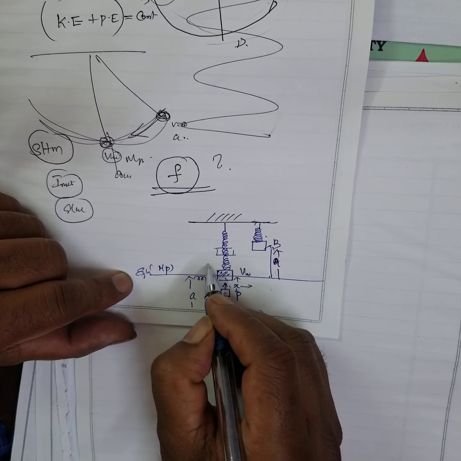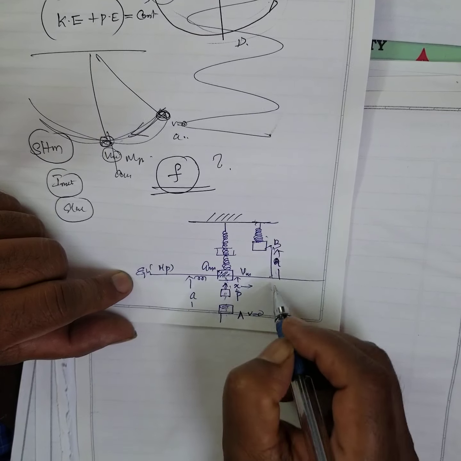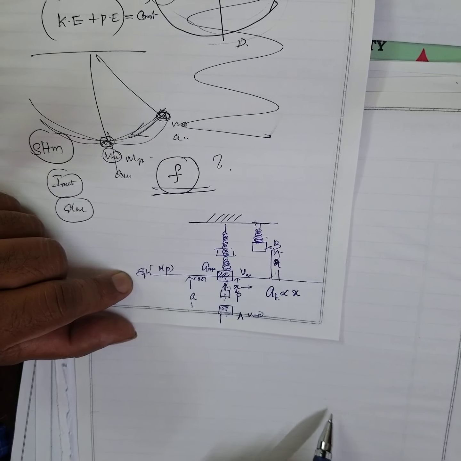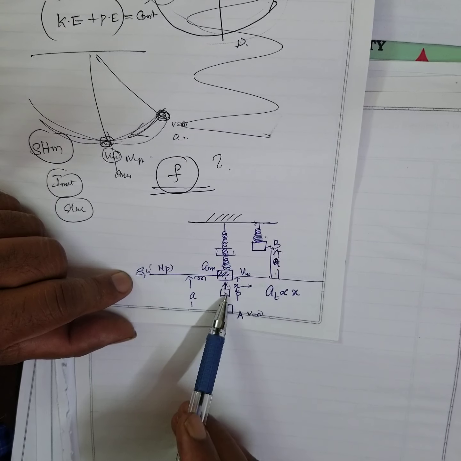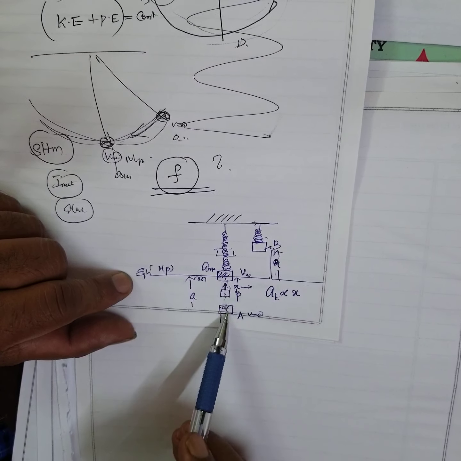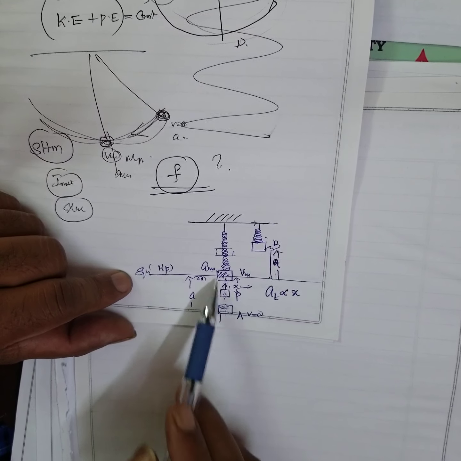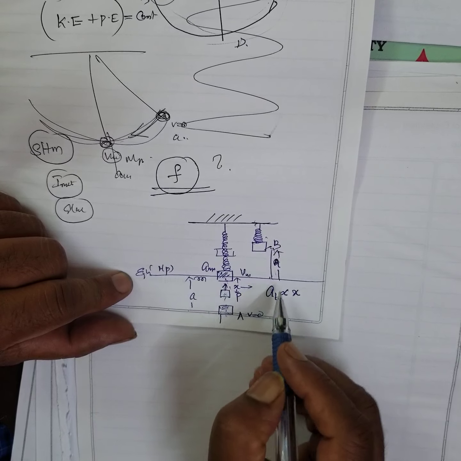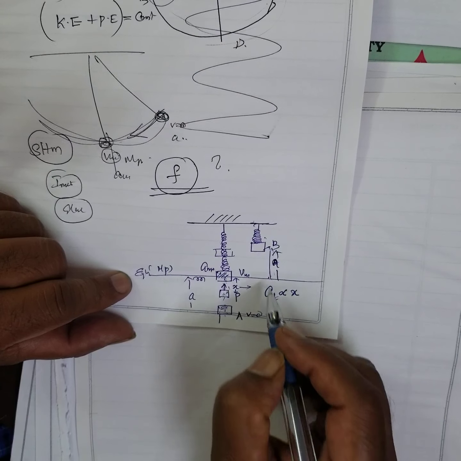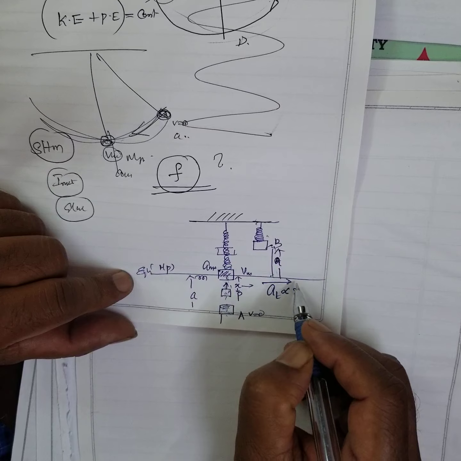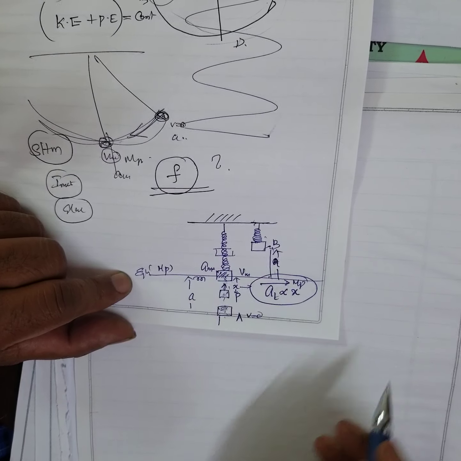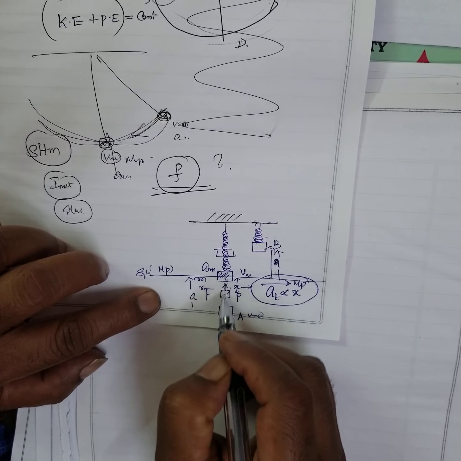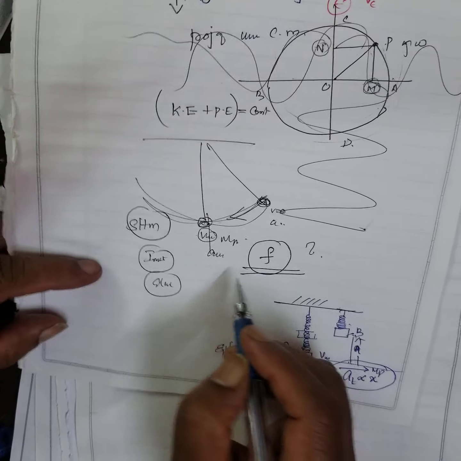Now what happened? Acceleration is maximum here. Therefore, acceleration at any time is directly proportional to the displacement from the mean position. At the extreme, your acceleration is maximum; at the mean position, acceleration equals 0. Acceleration is always directed towards the mean position. This is also a characteristic. And there is a force. What is the force? The restoring force.